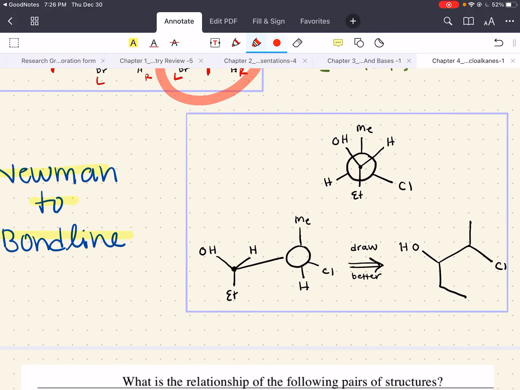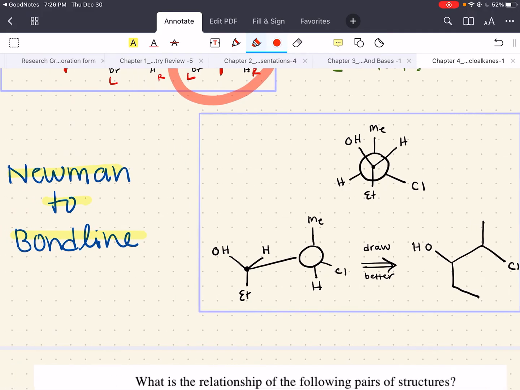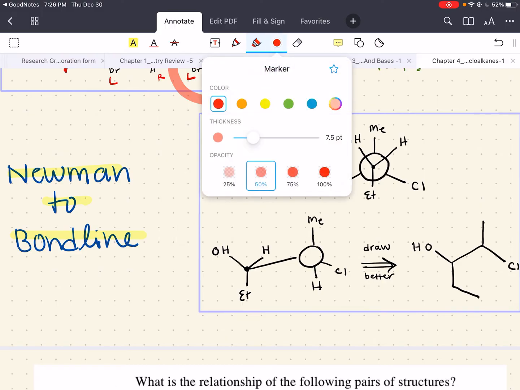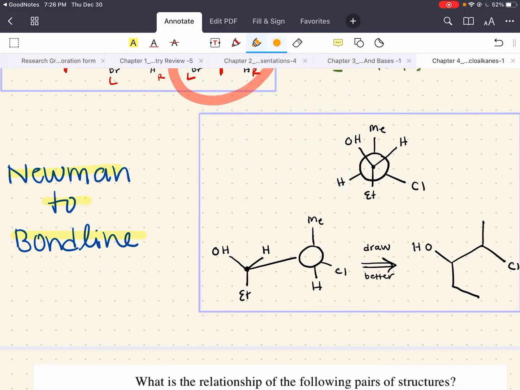Second thing we want to cover is going from Newman to bond line. So when we do this, we're going to take this first layer, our front carbon right here, and the things attached to this front carbon are these three things. So we're going to go ahead and draw them right here. We're going to draw them like so.